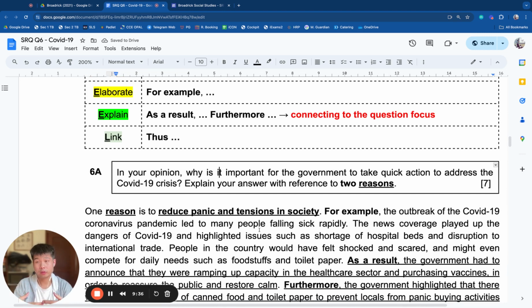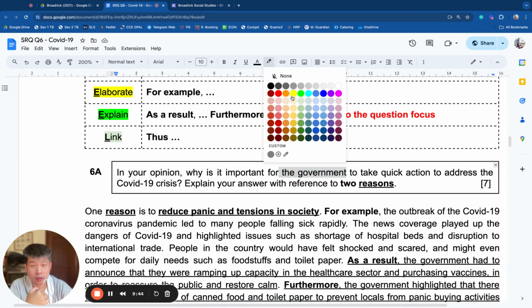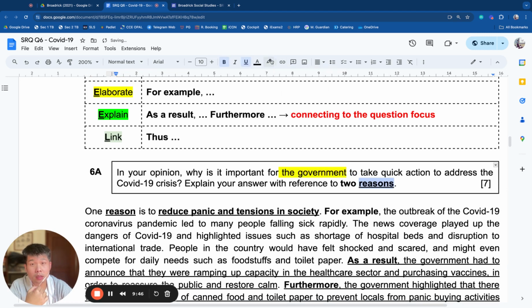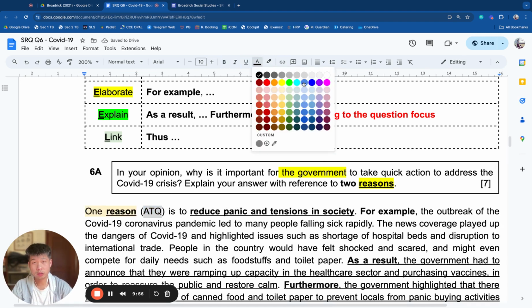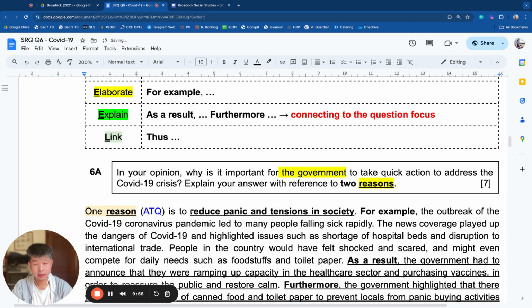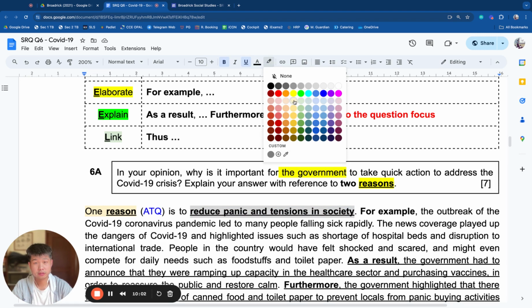And we will start with the first question. In your opinion, why is it important for the government to take quick action? Explain your answer in reference to two reasons. So one reason, can we annotate? This would be your ATQ. One reason is to reduce panic and tensions in society. So this is your point.